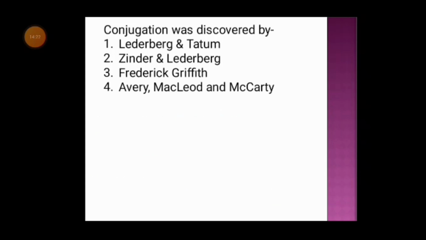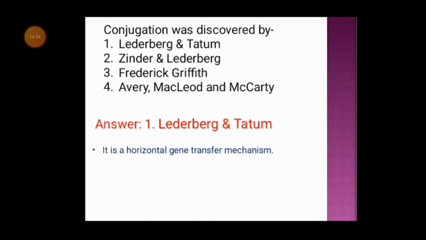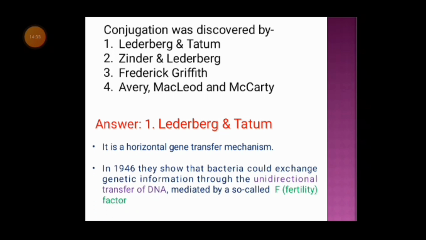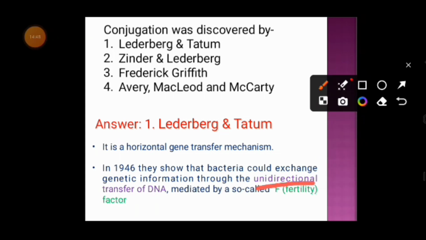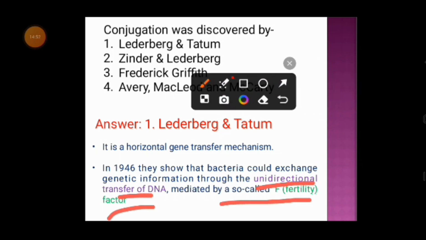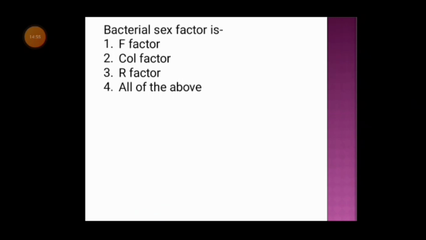Conjugation was discovered by option 1, Lederberg and Tatum, option 2, Zinder and Lederberg, option 3, Frederick Griffith, option 4, Avery, MacLeod and McCarty. And the correct answer is option 1, Lederberg and Tatum. It is also a horizontal gene transfer mechanism. In 1946, Lederberg and Tatum showed that bacteria could exchange genetic information through unidirectional transfer of DNA, that is mediated by the so-called F factor or fertility factor. Next question.